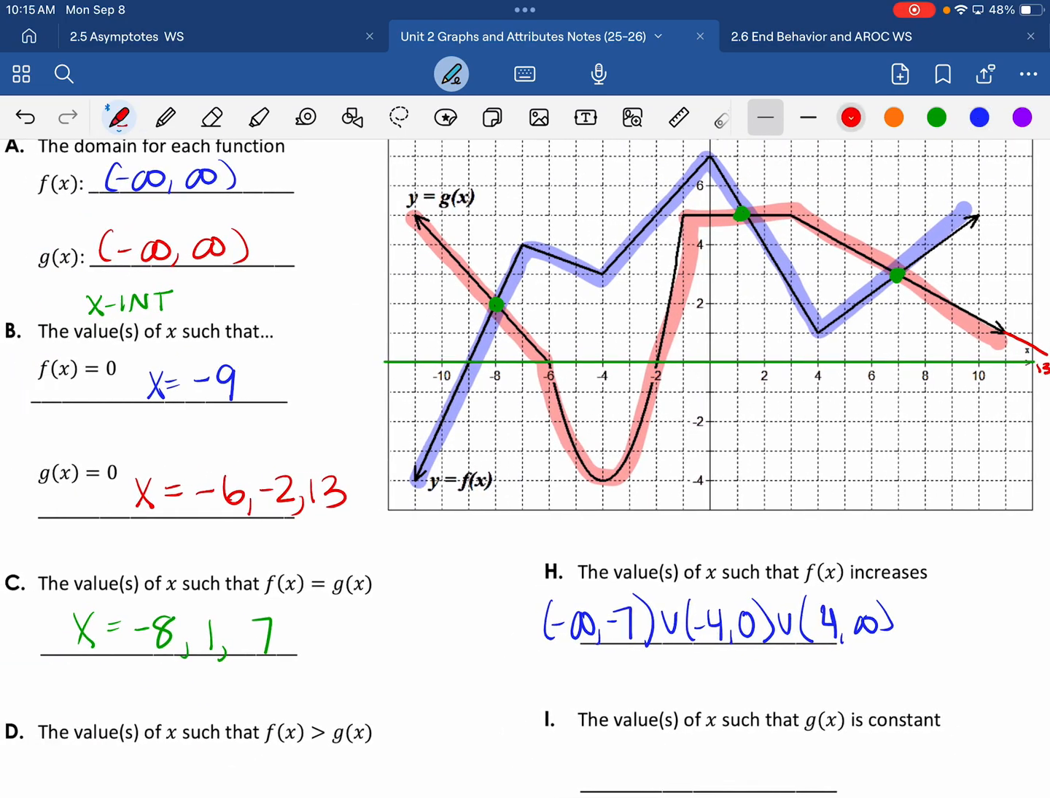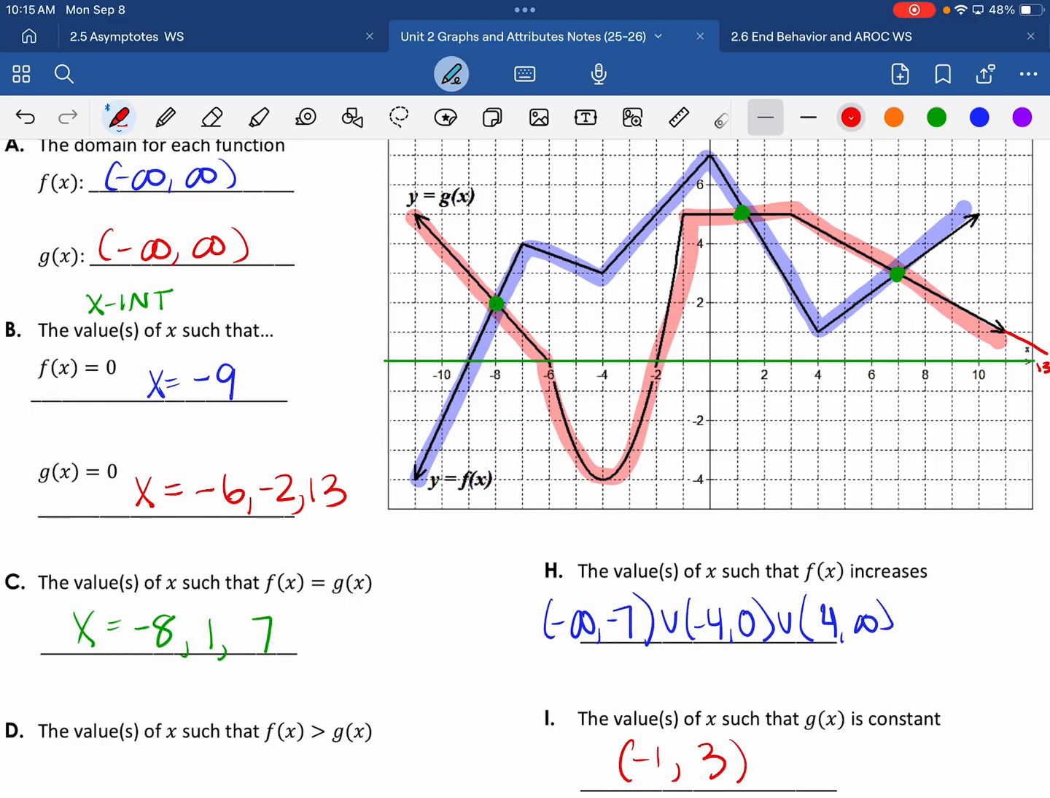All right, G. G is the red function. When is G constant, which is a straight horizontal line? -1 to 3. Yep. So the straight horizontal line, -1 to 3.